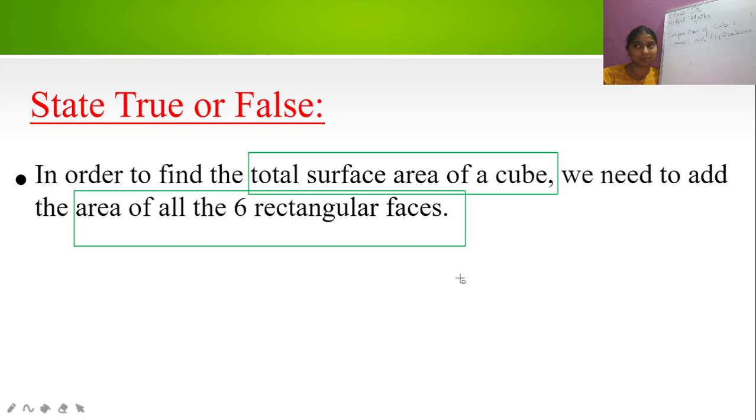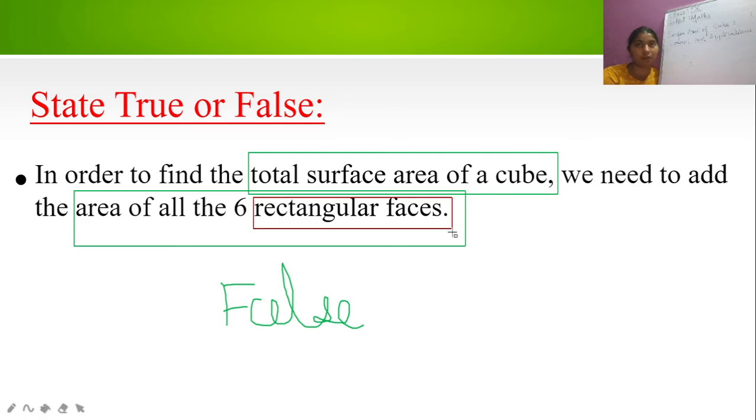So students, yes, I got your answer. Very good. So we have a false statement, right? Why do we have a false statement? Because here we have rectangular faces. It should not be rectangular. It should be square faces, right? Because we can see in the Rubik's cube, this is a cube only, and the cube is made up of 6 square faces, right? So then we can say that is the total surface area of a cube.